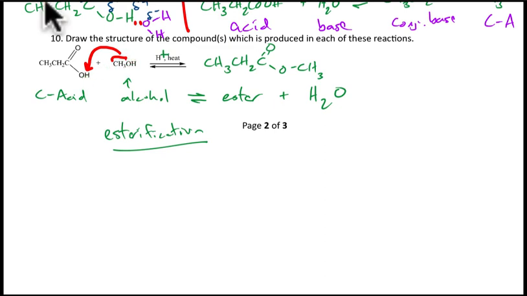And then what forms? Well, we have this hydrogen to account for, we have the OH to account for. What is it looking like? Well, you guessed it, right? It looks like the water. That's why we're calling this a condensation reaction. And then, by the way, the reverse process is referred to as acid hydrolysis.